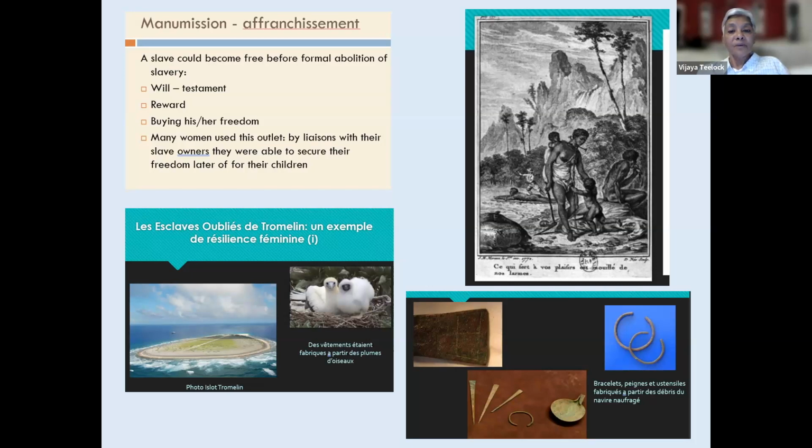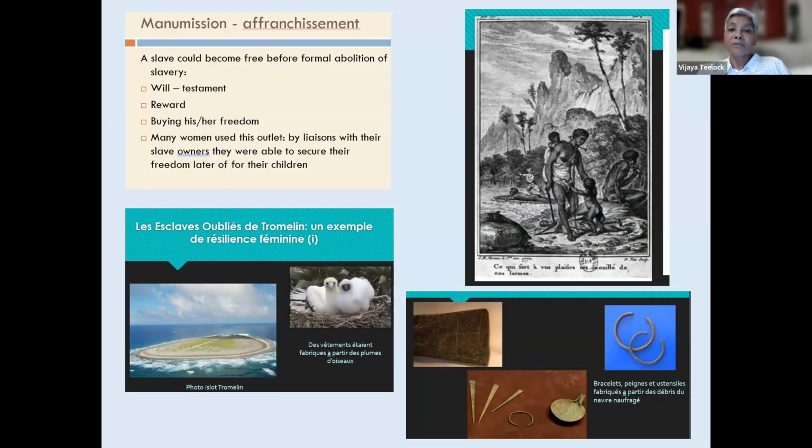So what we do have is the idea of manumission. That's the next slide. Manumission becomes one of the outlets for slave women. So how could a slave become freed before the abolition of slavery? There are many ways. One is by the will of the master giving freedom to the slave for having performed duties, etc.